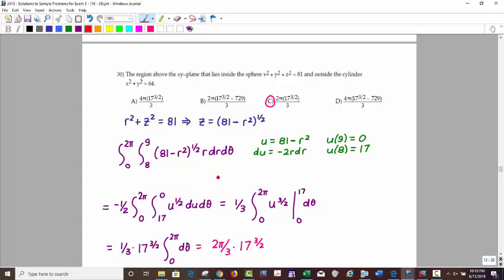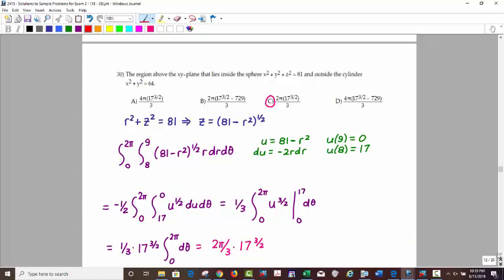So instead of going, from before, we were going at a starting point of radius 0 to the edge of the cylinder, which is 8. But now we're going from the cylinder to the sphere. So it's the square root of 64 to the square root of 81. So it's going from 8 to 9.